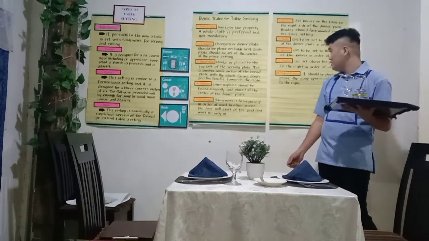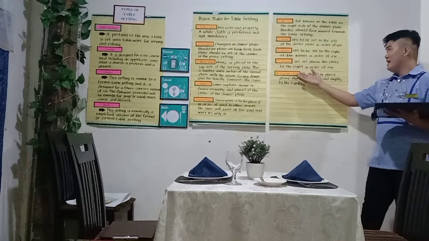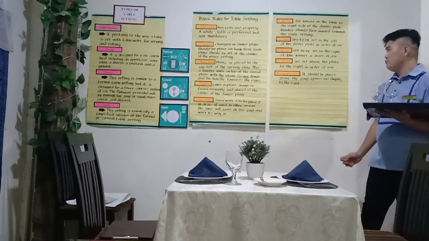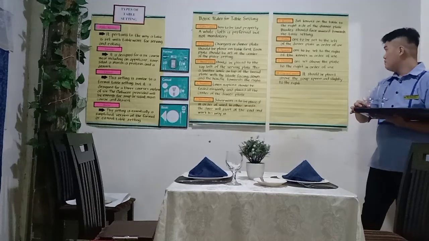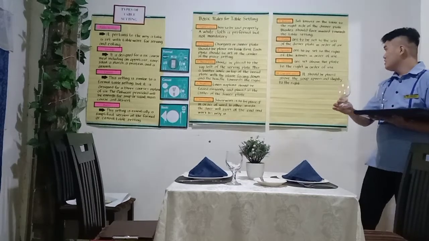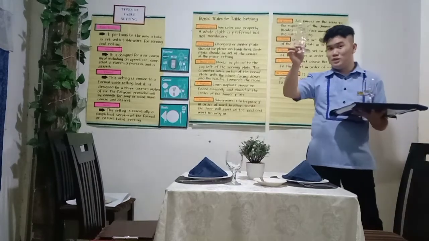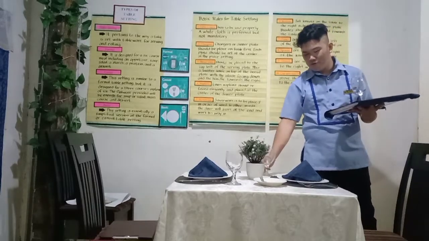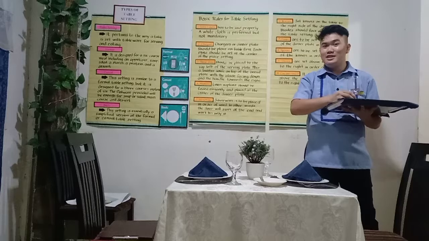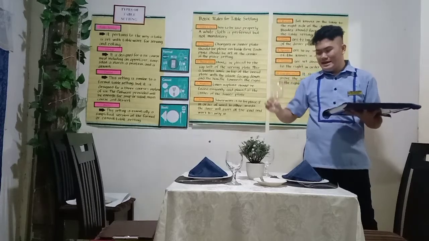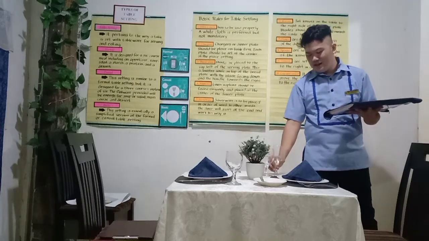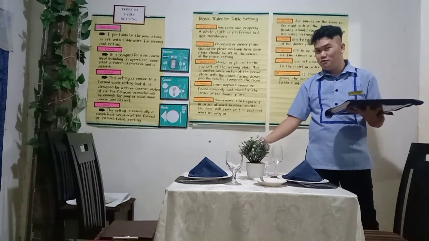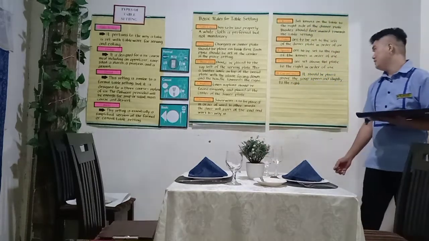So, next, glasses. Glasses are set above the plate to the right in order of use. So, above the plate, usually the water goblet is placed above the knife, while the red wine glass is placed beside the water goblet, the down part of the water goblet.